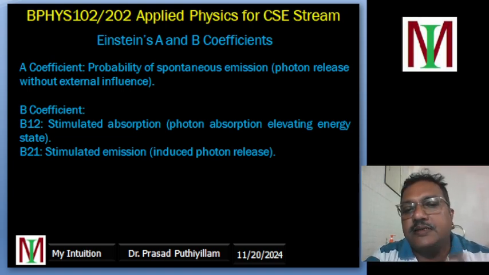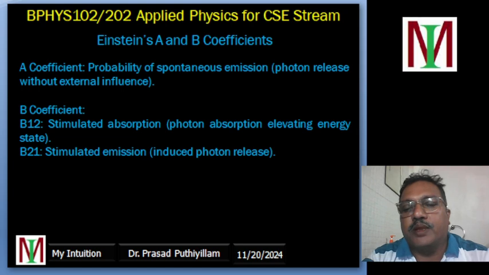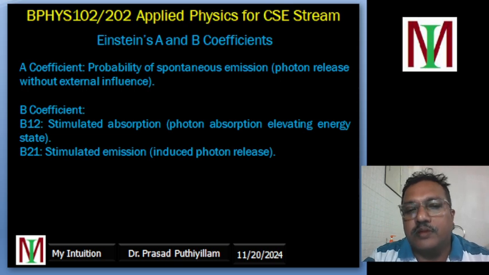Einstein did not stop explaining there. He further continued and asked the question: if there are many atoms and photons in a room, how do absorption, spontaneous emission, and stimulated emission balance each other?